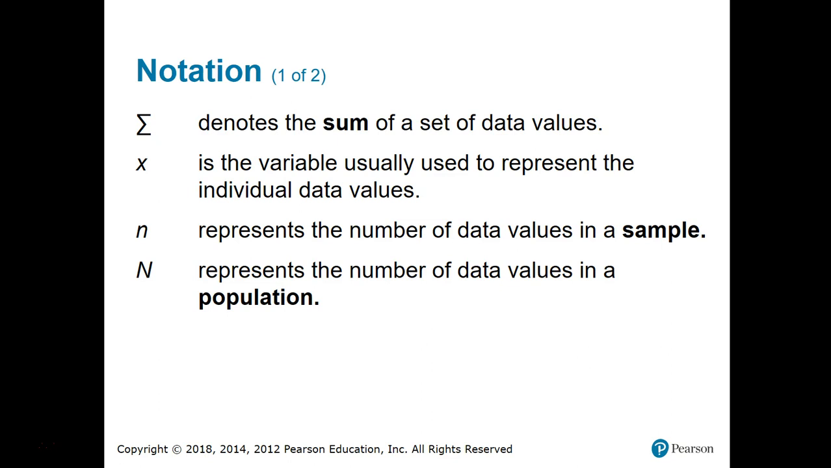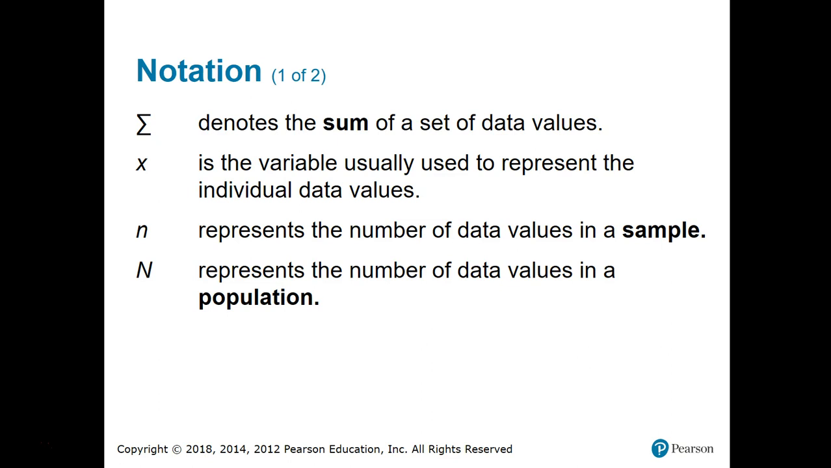Alright, notation-wise, we're going to have some notations here. We're going to have this thing that looks like an M on its side. That's actually a sigma. It's a capital sigma. It's a Greek letter. It denotes the sum of a set of data values. And usually you'll put what you're interested in getting the sum of after it. So sigma of x sub i, for example. x is the variable that we're talking about, and it represents each of the individual values.